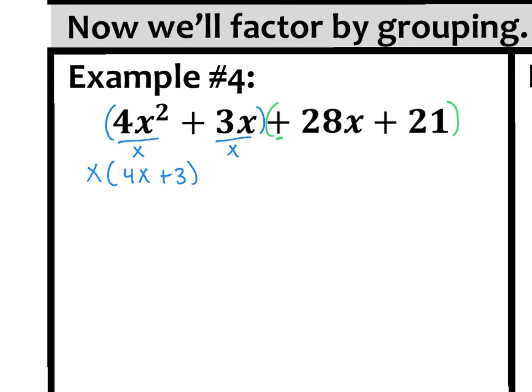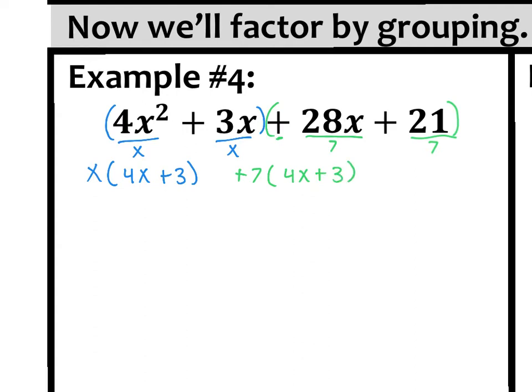Okay, now let's go and deal with the green one. Common between 28x and 21. I know I can divide 28 and 21, both of those by 7. So I'm going to put plus 7. So that's my greatest common factor between the two of them. 28 divided by 7 is 4x. And 21 divided by 7 is 3.